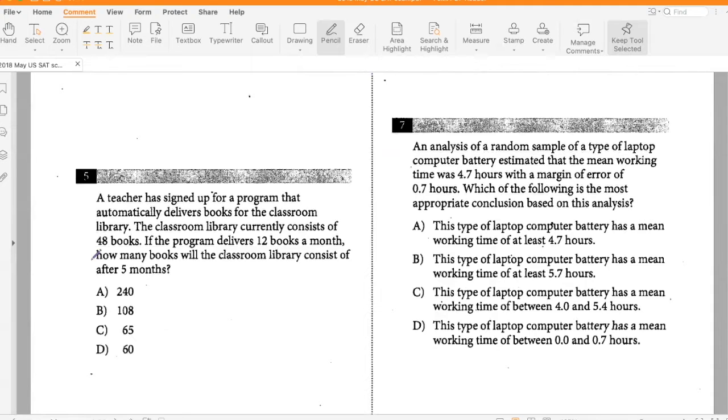A teacher has signed up for a program that automatically delivers books for the classroom library. The classroom library currently consists of 48 books. If the program delivers 12 books a month, how many books will the library consist of after 5 months? So if it delivers 12 books a month, in 5 months, it will deliver 60. And it currently has 48, so total will be 108.